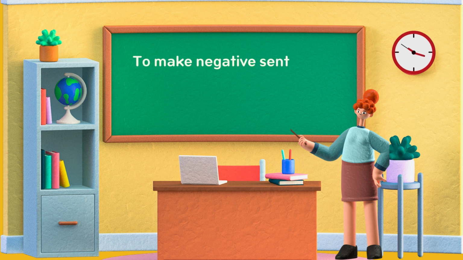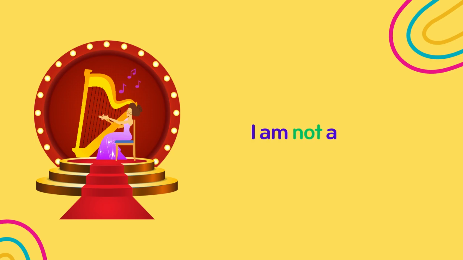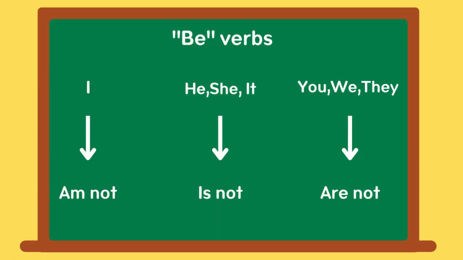Let's start with negative. In order to make negative sentences, we just need to add not to our be verbs. For example, I am not a teacher. Now let's see: I am not. He is not. She is not. It is not. You are not. We are not. They are not.